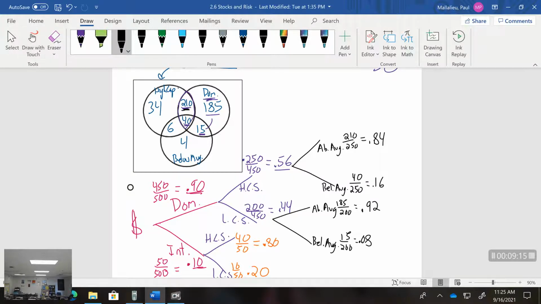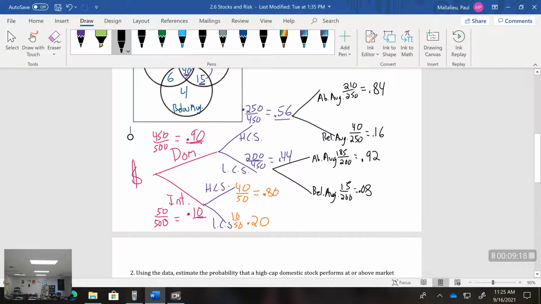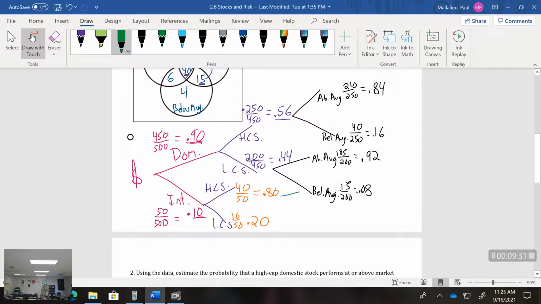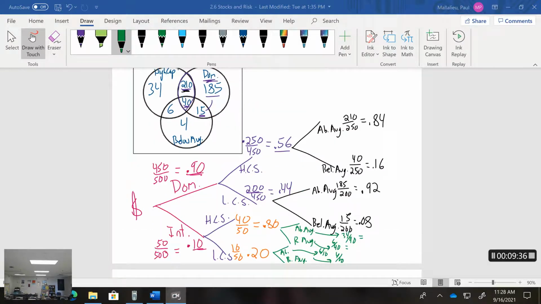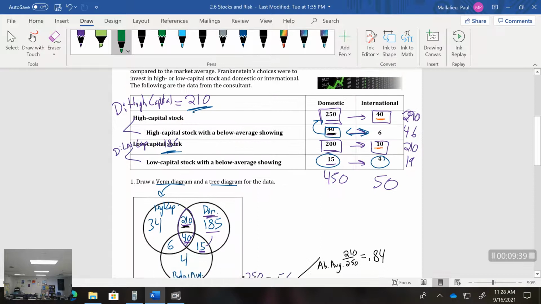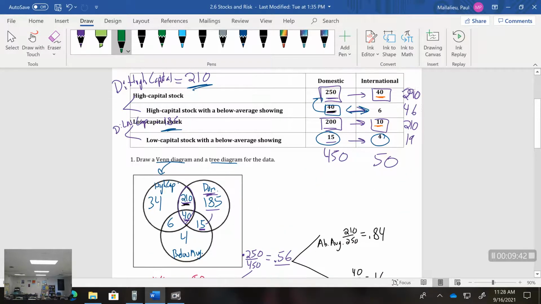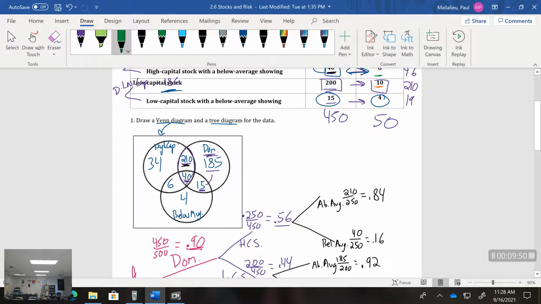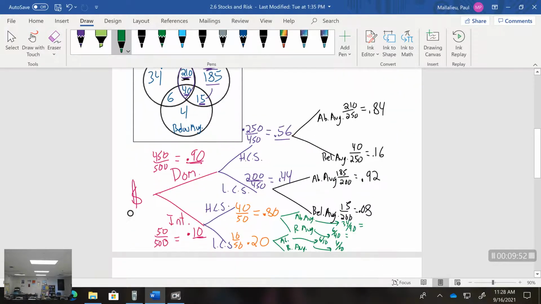Then we'll do the same general concept here with our international as far as our high capital and our low capital stocks. So for those, we are going to take our same bit of information. We're going to branch out. Let's get maybe a different color here. All right, so now we would have our above average and our below average. And so with that information, I'm going to go back up to the chart and see that our international stocks, when we're dealing with high cap, is right here. So with our high cap, we have 6, and there's 40 total. So that means that 34 of them are doing well or at or above average.